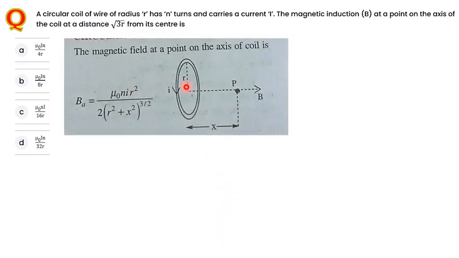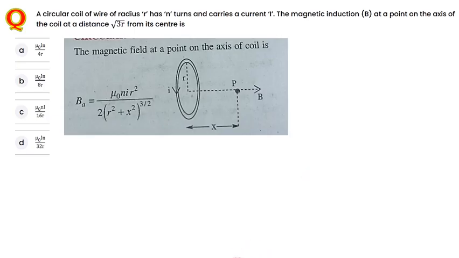Here we have the magnetic field at a point along the axis, where x is the distance along the axis, r is the radius, and I is the current passing through the coil. For this, the magnetic induction is mu naught N I r square divided by 2 into (r square plus x square) whole power 3 by 2.